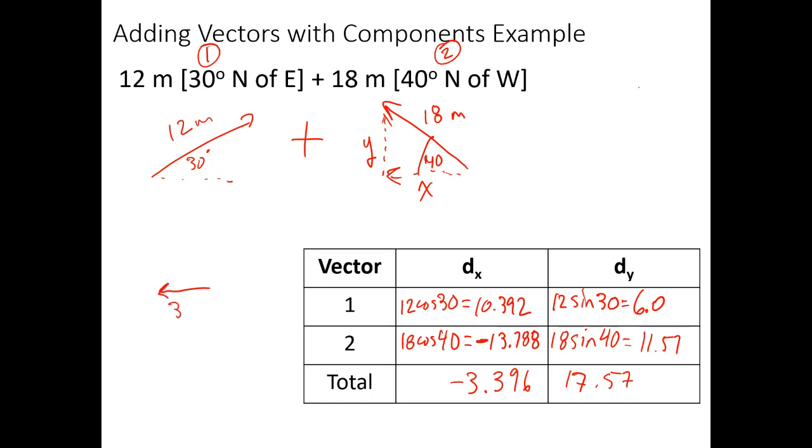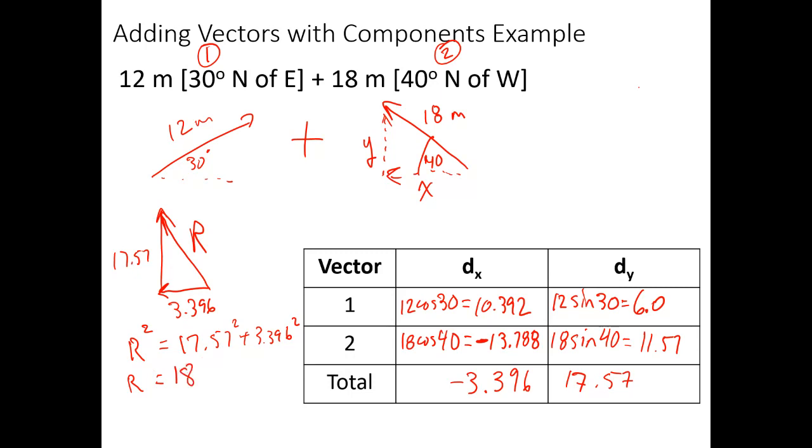Okay, next step is to then use those components of our resultant and go and find what the magnitude is going to be. Magnitude of our resultant. We'll use Pythagorean theorem to start. Okay, so R squared is equal to 17.57 squared plus 3.396 squared. And I'll let you guys plug and chug that. We should be getting an answer of 18.